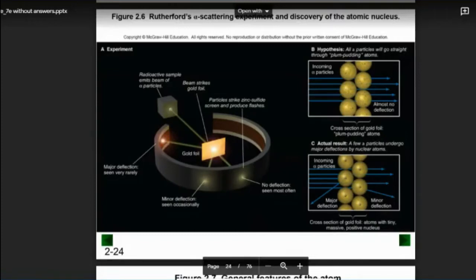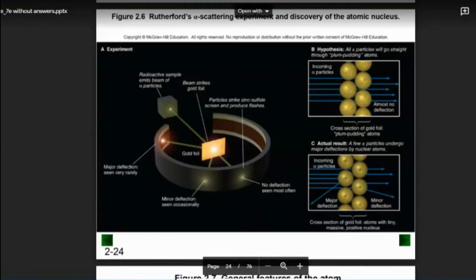Here's the big thing for Rutherford. He shot a beam of alpha particles at a piece of gold foil. Most of them went straight on through, which told him that most of the atom was made of empty space. Occasionally, these alpha particles would shoot backwards at him. And alpha particles have a positive charge. So when one comes in contact with something positive, it should repel. And so that's what happened.